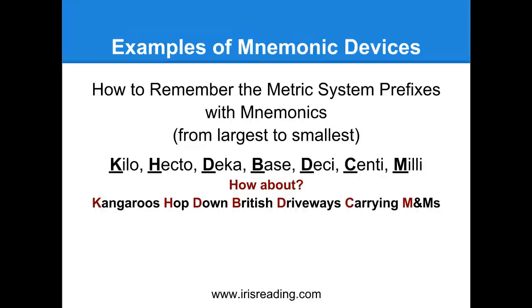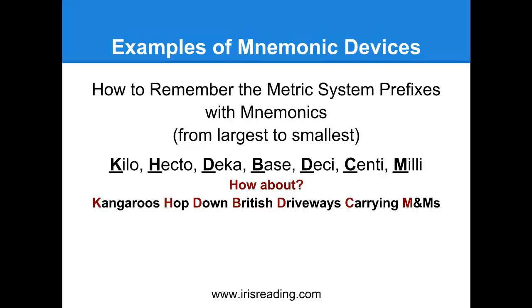So how would we remember this weird sentence? We would just repeat it to ourselves a few times. Kangaroos hop down British driveways carrying M&Ms. You can also try to picture it and visualize a kangaroo hopping down a British driveway carrying M&Ms. Okay? Now, obviously, with this mnemonic device, the first letter of each word in that sentence is referencing one of the things on top. So kilo, hecto, deca, base, and so on. It's important to know first the metric system prefixes, and then, in terms of order, the sentence is just helping you out with the order.